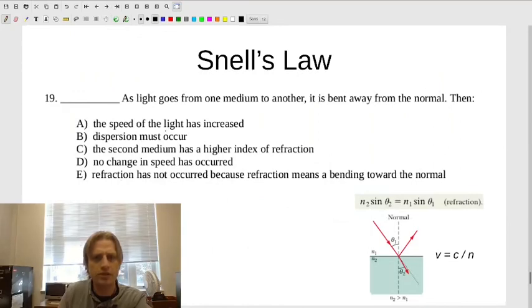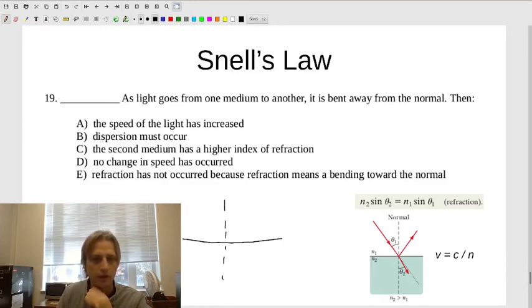All right, remember Snell's law tells us that one of the reasons that light bends at an interface is because its effective speed in that material changes. So if you go from air to water, for instance, light slows down. Let's look at this example. It says, as light goes from one medium to another.